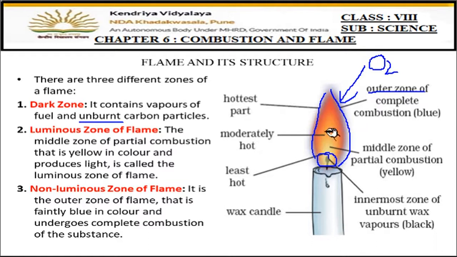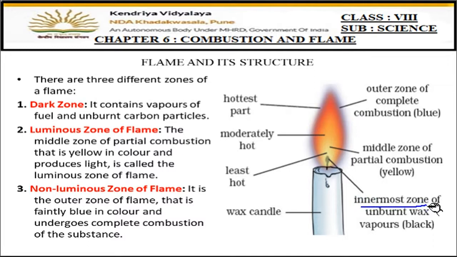Then in the middle one there is partial combustion, and in the inner one there is no combustion at all. Now you can realize that as there is no combustion in this innermost part, it is least hot. Remember, this is least hot. If you put a finger in the flame on this side, your finger will not get burned. But don't do experiments, otherwise your parents will say ma'am told you to put your fingers in the flames, right?